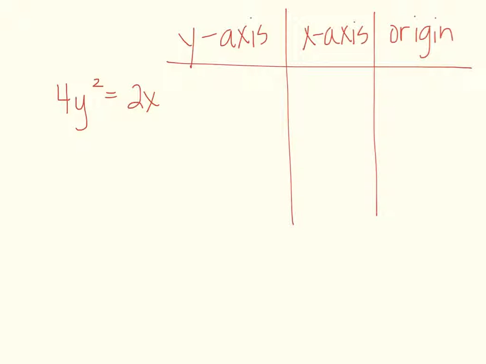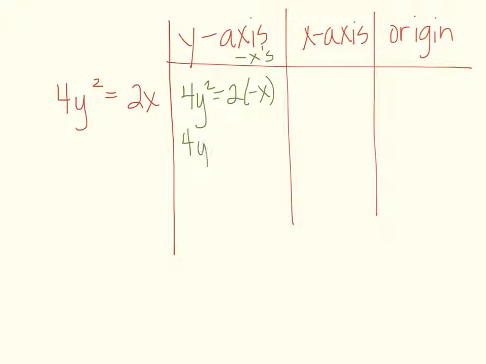So let's go ahead and look at the function 4y squared equals 2x. Now remember, to test for y-axis symmetry, you actually want to make sure you have a negative x. You switch your x's. So what I'm going to do is go into the function. Remember, we don't want to graph it. I'm going to take that positive x in the function and change it to a negative x. And then I'm going to clean this up and simplify it as much as I can. So that would actually be negative 2x.